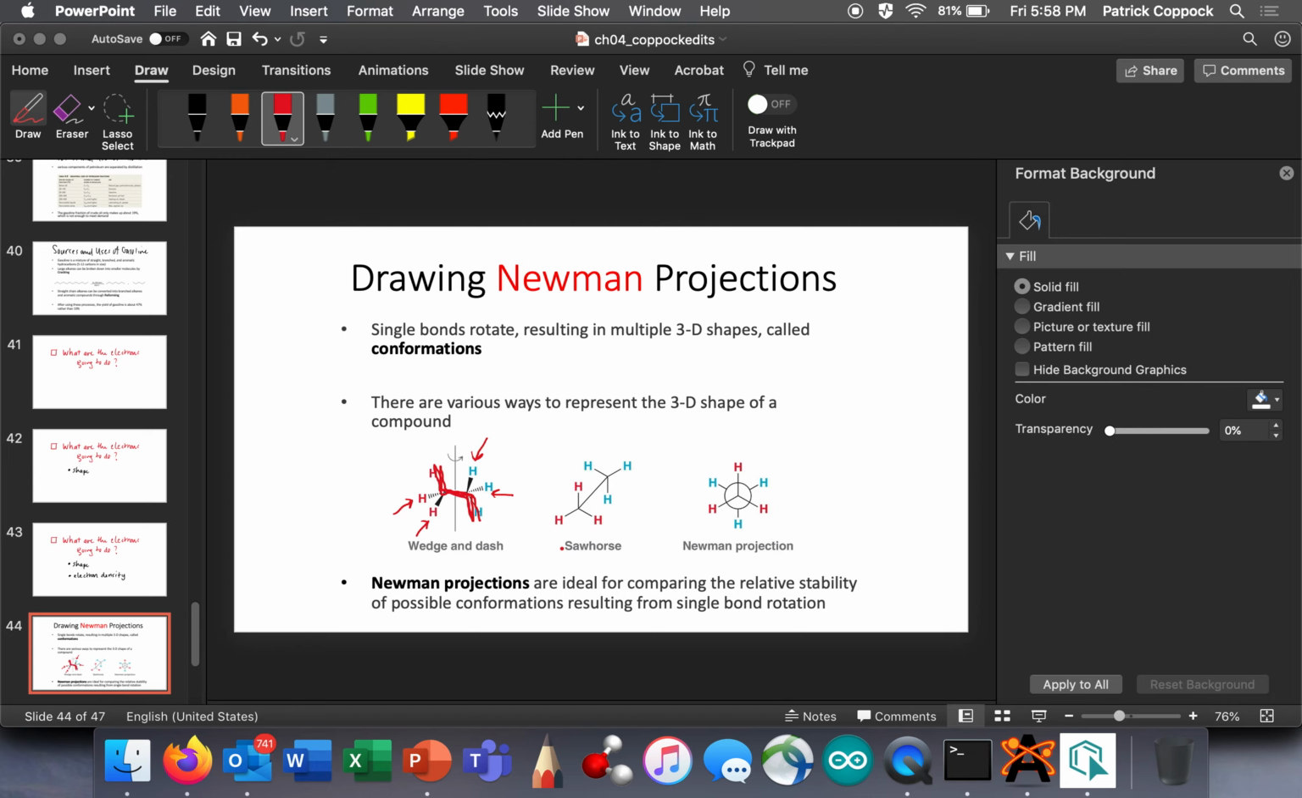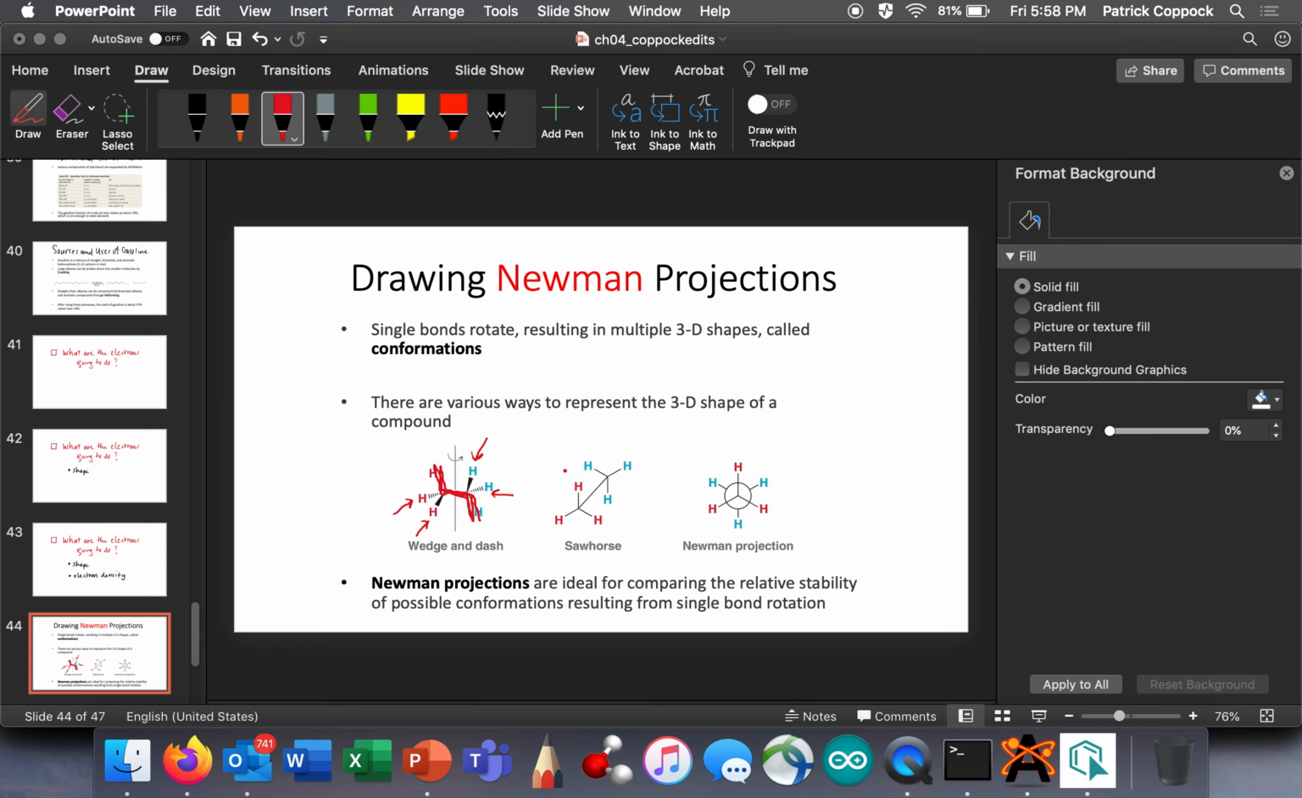So we can look at the same thing if we turn it a little bit. That's what this little arrow here is. If we turn it a little bit, we have another representation called sawhorse. And sawhorse is fine. It's not as descriptive as wedges and dashes, and doesn't sit in your eyes as nicely, but perhaps you can see it just fine. Now we're going to introduce two Newman projections. And this is a little bit counterintuitive, or I should say almost unartistic, but it's going to work nicely, okay? Newman projections are ideal for comparing the relative stability of possible conformations around that single bond.